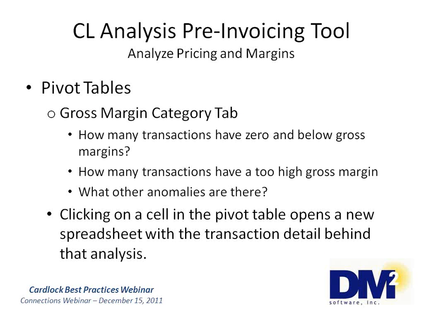The pivot tables, you've got a gross margin category tab. It's the most used. It's the one that gets you right to where you need to know right now. How many transactions have 0 and below gross margin? How many have too high a gross margin? Believe it or not, that can be as big a problem as too low. And what other kind of anomalies are out there? Clicking on a cell in the pivot table opens a new spreadsheet with the transaction detail behind that analysis.